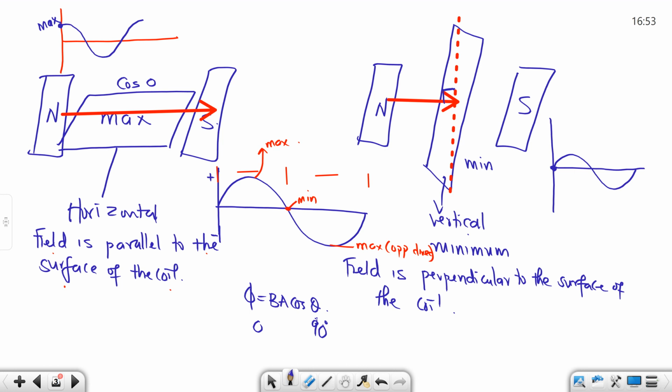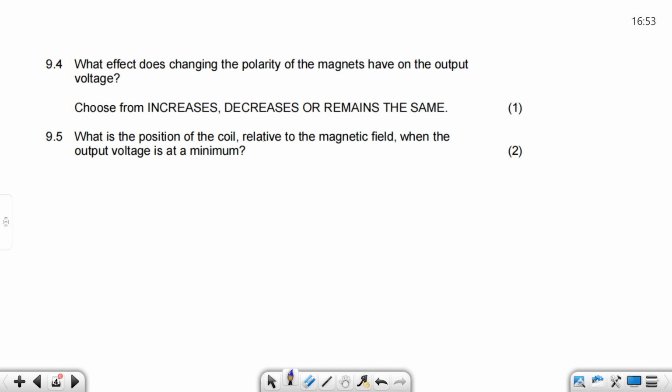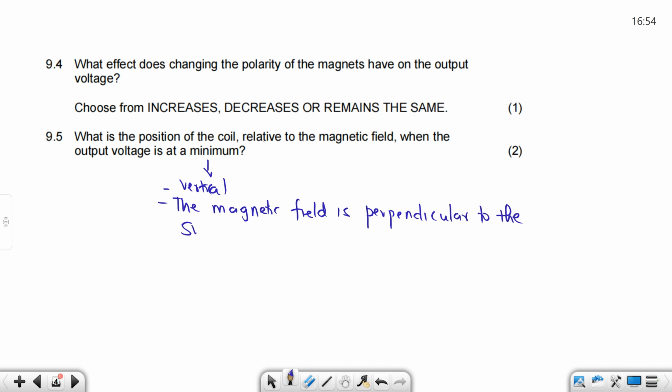We'll get there. Guys, are we okay so far? All right. I think we've answered this question now, right? What is the position of the coil relative to the magnetic field when the output, we said it's what? Horizontal? No, minimum. Vertical, right? But I would appreciate, don't just say vertical. Let's explain. That's why it's 2 marks. What are we saying? The magnetic field is what? Perpendicular to the what? Surface of the coil.